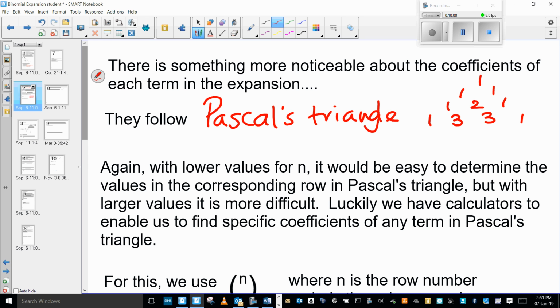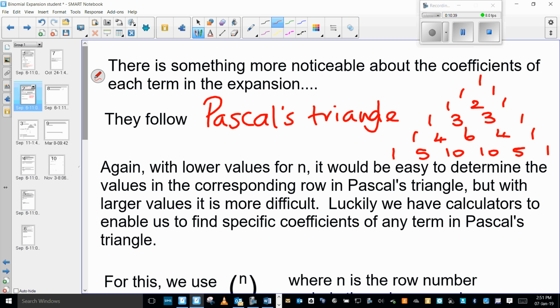There's always a 1 on the outside. Then this would be 1, 4, 6, 4, 1, and then 1, 5, 10, 10, 5, 1, and so on and so forth. So 1s are always on the outside. It starts 1, 1, 1, and then we're adding the 2 numbers above it to get the number underneath. So the numbers always go in a gap.